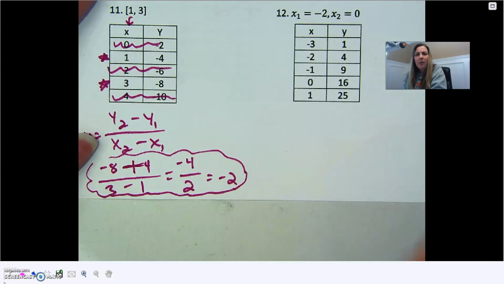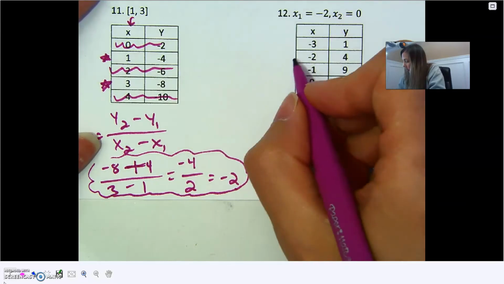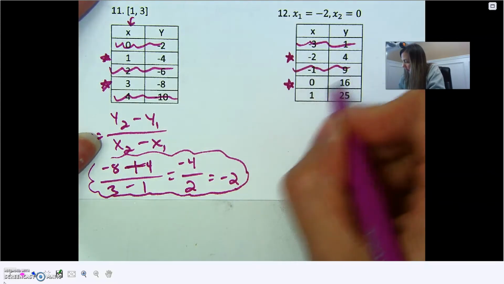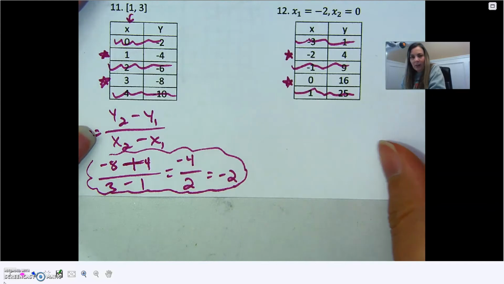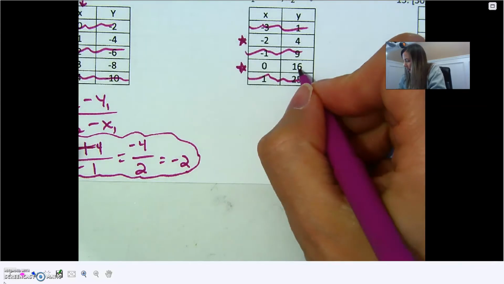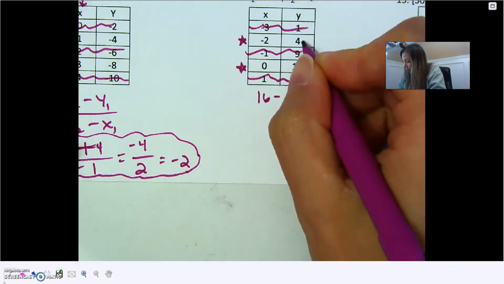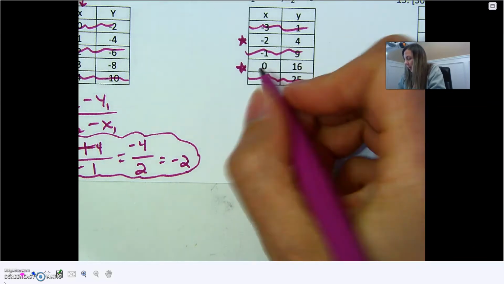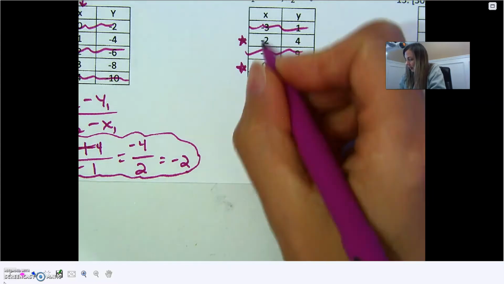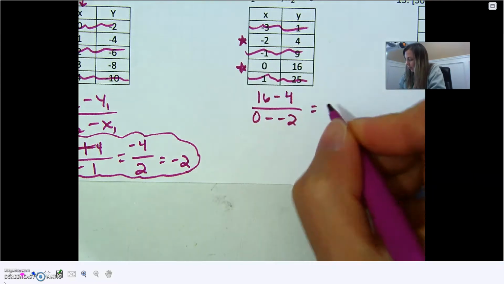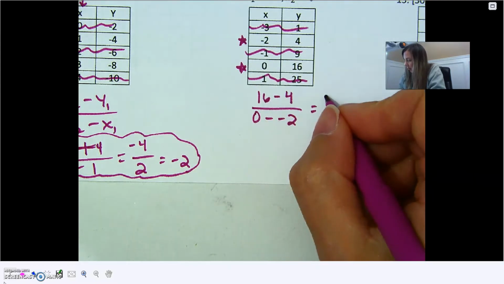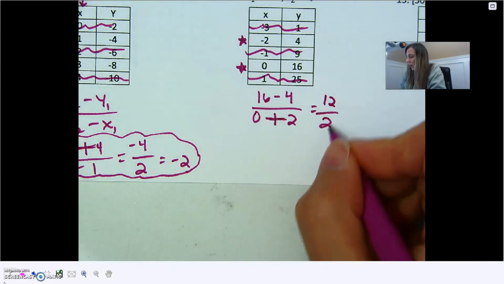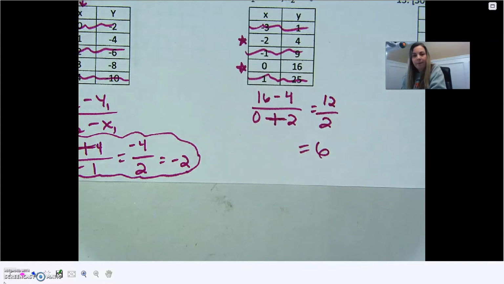All right, number 12. So we're going from negative 2, which is right here, to 0. So scribble out all the rest, right? Get rid of all the noise so that we can focus. Our second y is 16 minus the first y, which is 4. And then on bottom we do the x's. 0 minus negative 2. So 16 minus 4 is 12. Double negative becomes positive. 12 divided by 2, 6.